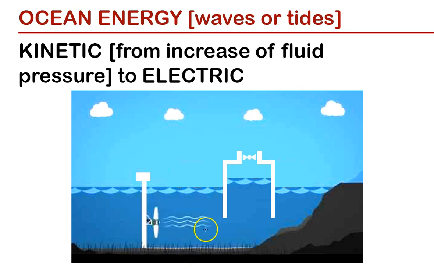Now, what I have here is a picture of two ways it happens. A very common way is that on the ocean floor we have turbines, and the water basically flows by it, and just like it would with wind, it makes the turbine spin. So this is in essence almost identical to how wind energy works with the big windmills up in the sky. Now I've got big windmills on the floor of the ocean. That's one way we do it.